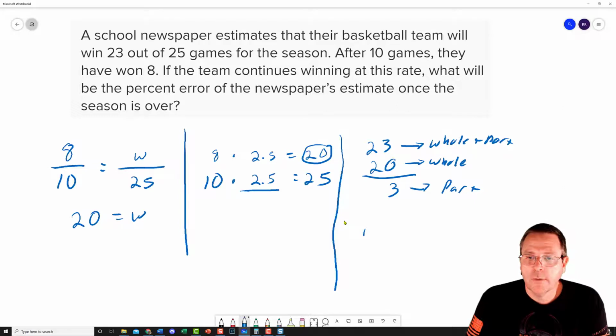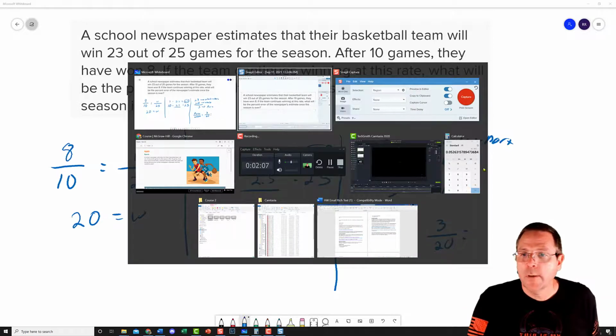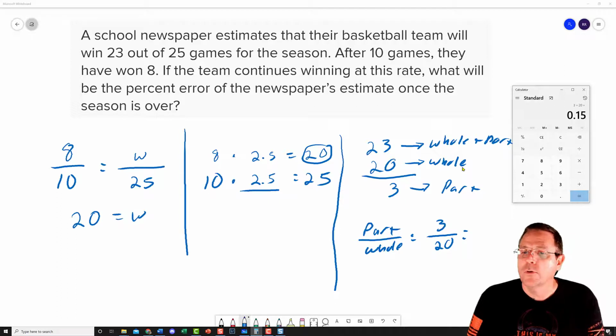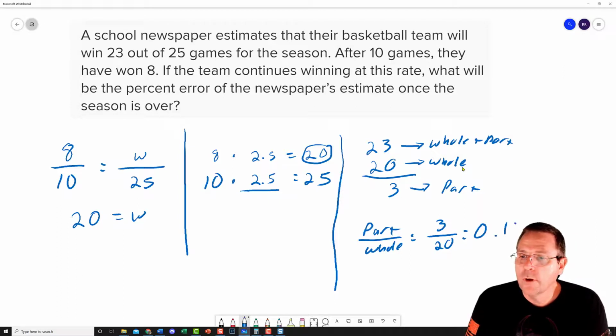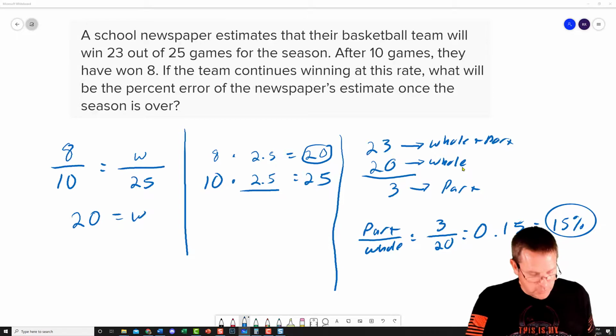So now we're going to take the formula, part divided by your whole is equal to, we've got 3 divided by 20. And when you divide 3 by 20, grab our calculator here, 3 divided by 20 is going to equal 0.15, which is also known as 15%. So we can say that there is a 15% error.